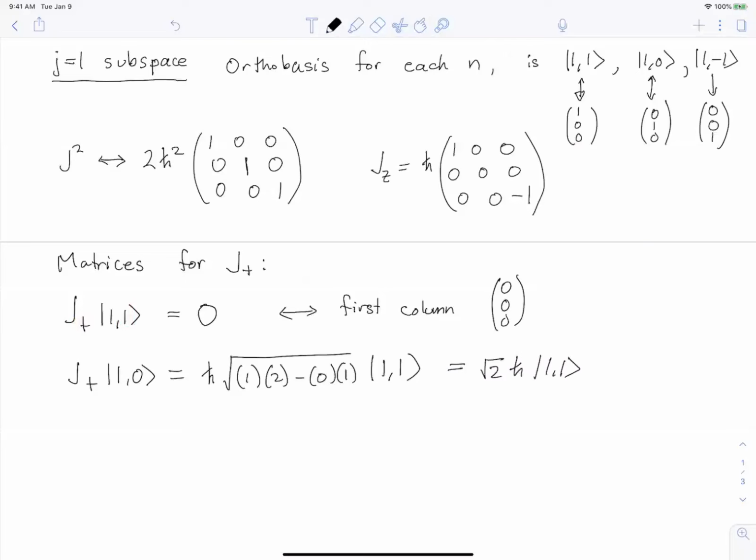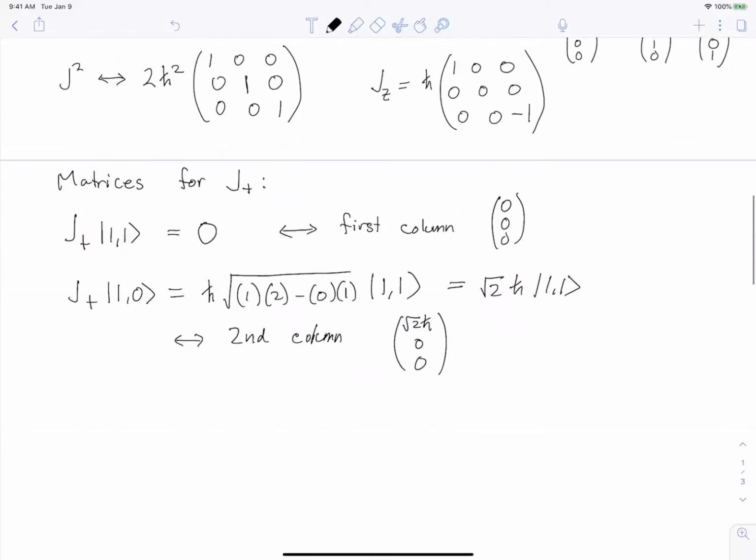And what that tells us is that the second column of this matrix is square root of 2 h bar, 0, 0. That's telling you that when you act on the second ket here, the first entry is square root of 2 h bar. That's for the 1, 1. And the other ones aren't there, so they give zeros.